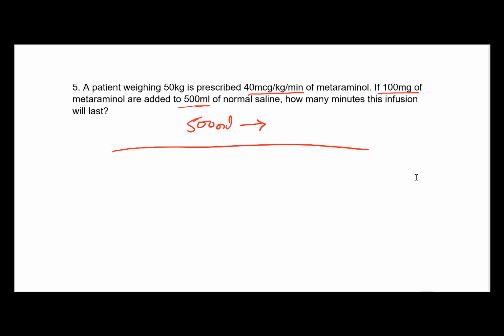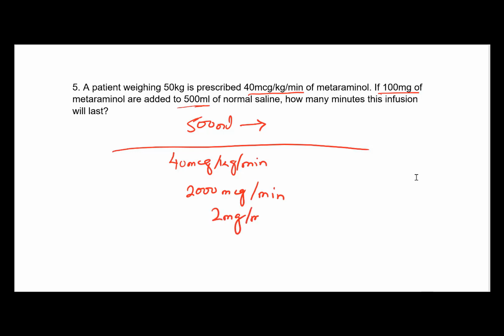Okay, so let's try this first. 40 mcg per kg per minute is 40 times 50, 2000 mcg per minute. Okay, let's convert that into milligrams. That would be 2 milligrams per minute.